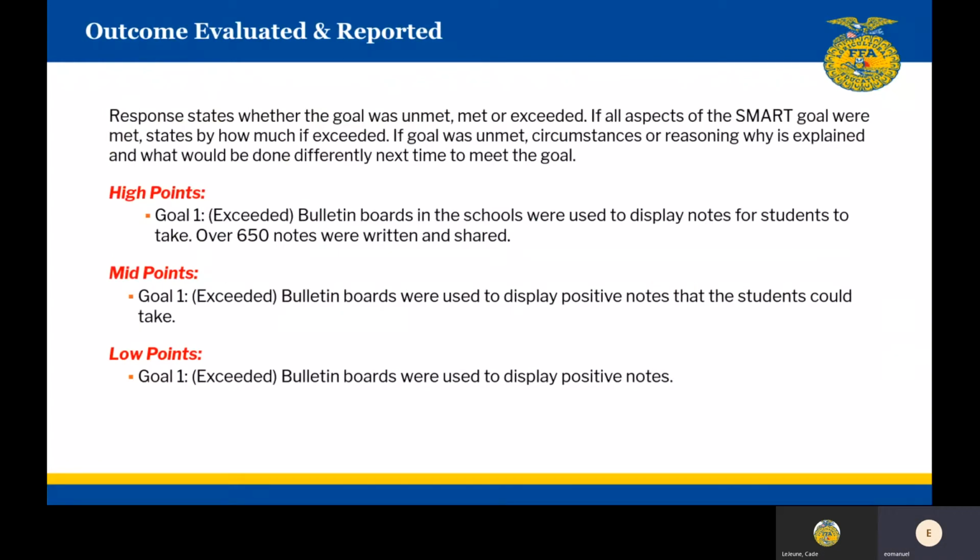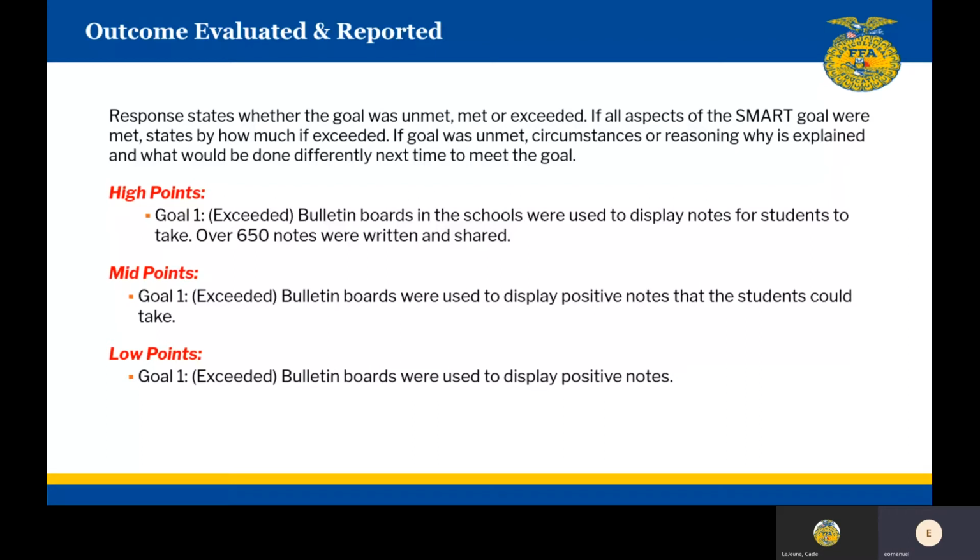The outcome evaluated and reported, this goes along with the plan of action point. So in your application, you're going to have goal 1, plan of action, outcome. Goal 2, plan of action, outcome. Goal 3, plan of action, outcome. And so your outcome evaluated and reported is where you just kind of sum up everything that happened. So you're reporting on it after the fact.